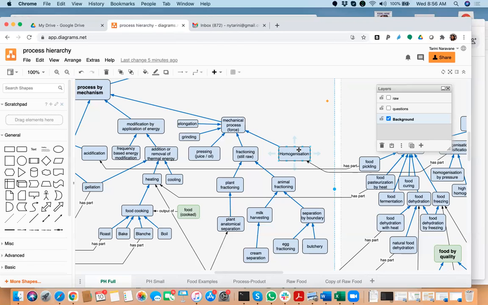What's the relationship between mixing and homogenization? Is mixing somehow more general, or are they about the same? Are they synonyms? Mixing and homogenization are not the same, I would say.